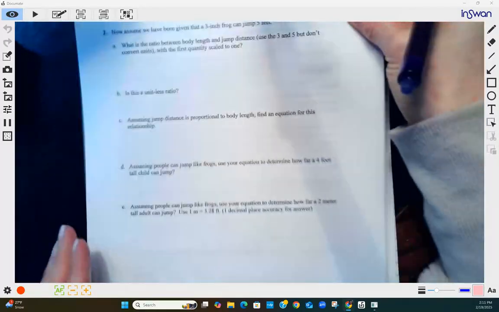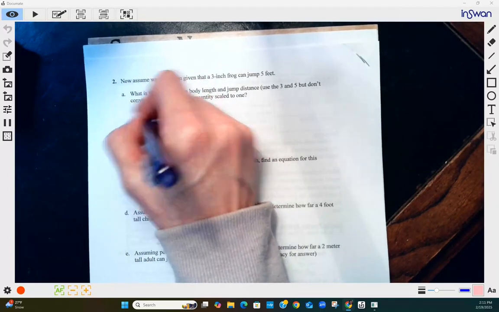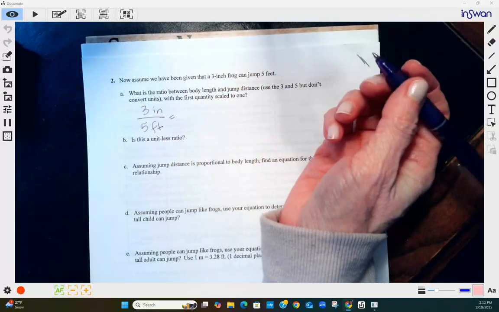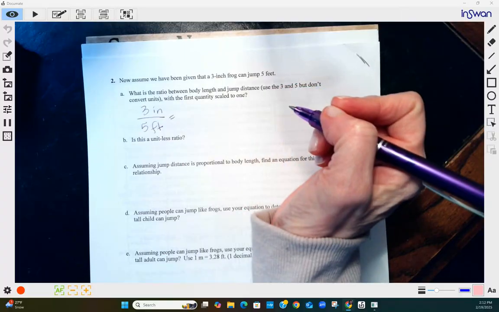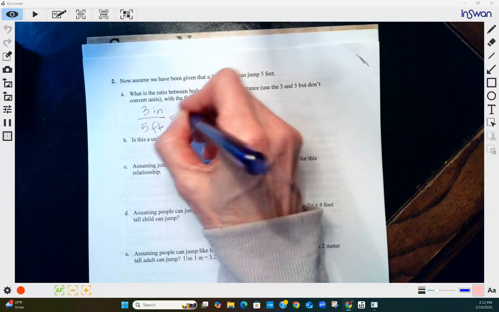Alright, so then on the back, finishing up the 3.2 notes, now we assume we have been given a 3-inch frog that can jump 5 feet. So notice we have inches and feet. So with the ratio between body length and jump distance, it says use the 3 and the 5, but don't convert the units, with the first quantity scaled to 1. So 3 inches over 5 feet with the second quantity scaled to 1. So 3 inches, 5 feet, use the first quantity scaled to 1. That's where I was getting lost.